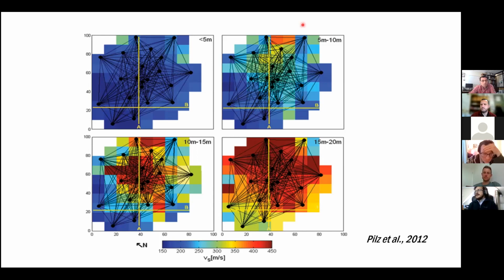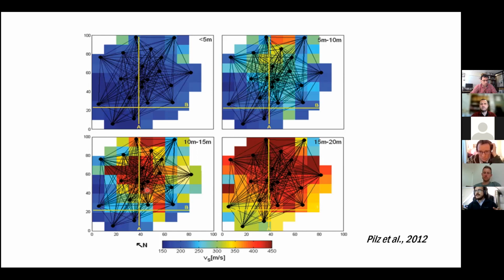And we can appreciate that there is an increase in the wave velocity from 5 meters to 5 to 10, 10 to 15, and 15 to 20. There is an increase in velocity with depth, but we can also see there is, for example, here in this layer, lateral variability or heterogeneities in the same layer. And something like this is what we want to get in our model.